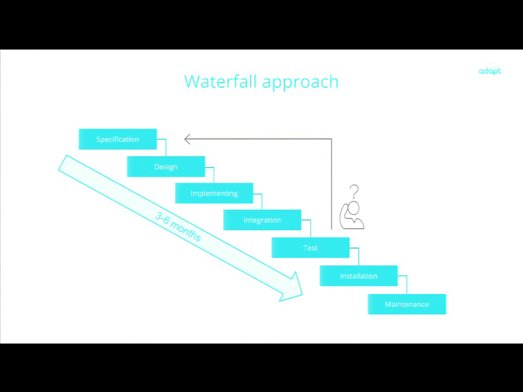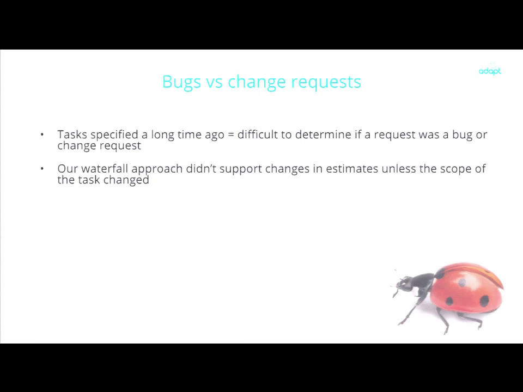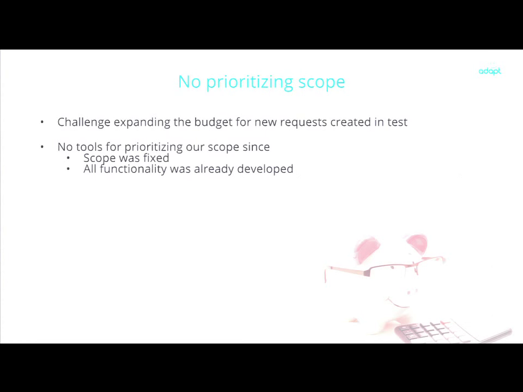And our clients started testing. And our clients and we started creating a lot of new tasks when testing. Since it was quite a long time since the original tasks were specified, it was often difficult for us to determine whether these new tasks were actually a bug for an original task or a change request. And our waterfall approach didn't really support changes in the estimates unless it was an out-of-scope task, a change request. So we had challenges expanding our budgets for all of these new tasks created in test.